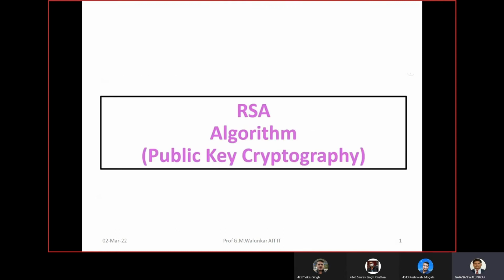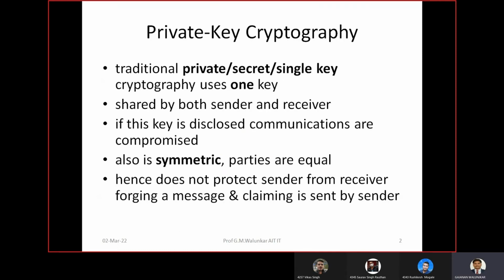So there is private key and public key cryptography. Private key cryptography is a traditional one where a single key is shared by both sender and receiver, right? There is a basic problem with this shared key: it may be disclosed to a third party and communication will be in danger. And here both parties are equal. That's why it's symmetric.